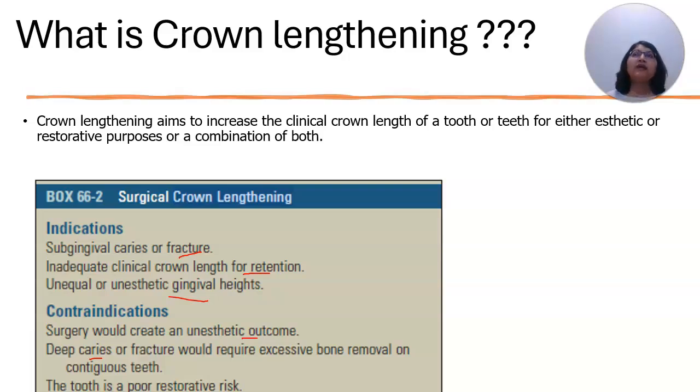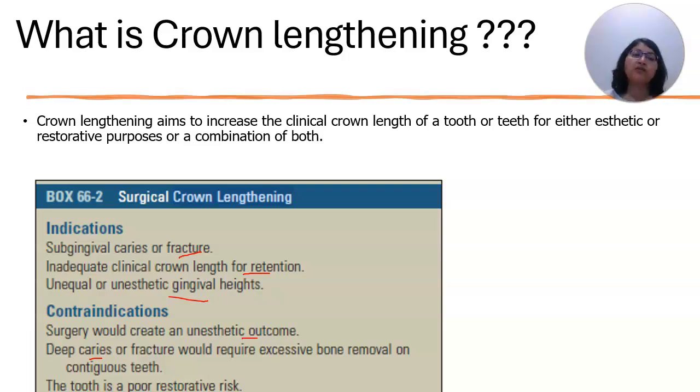Something like, if you think that the patient has a thin biotype and you are doing the procedure, and that can lead to a problem at the crown margin. You create everything perfectly, but over a period of time, because of whatever reason, there can be an unesthetic result or a result that is not going to be favorable, you will never do a crown lengthening there. Deep caries or fracture that would require excessive bone removal on the contiguous teeth is again a very good contraindication. And the tooth is a poor restorative risk.